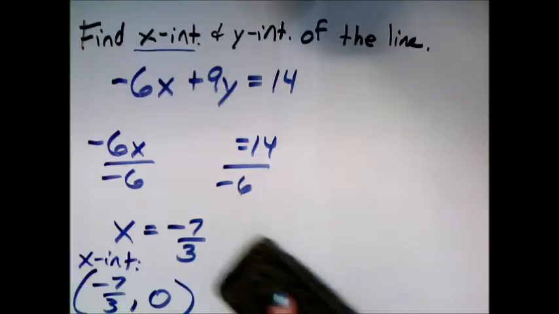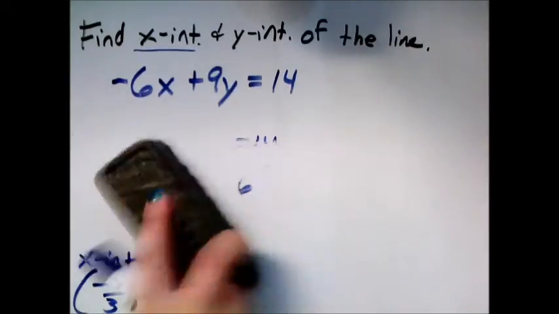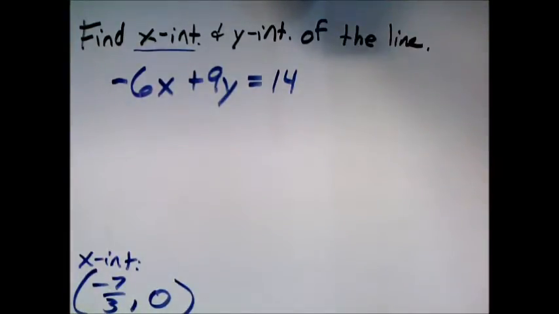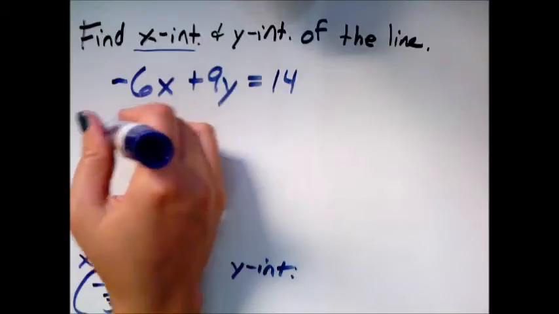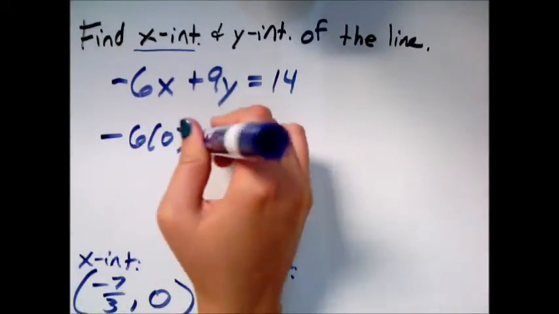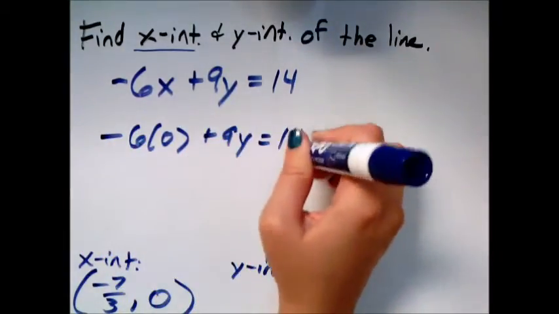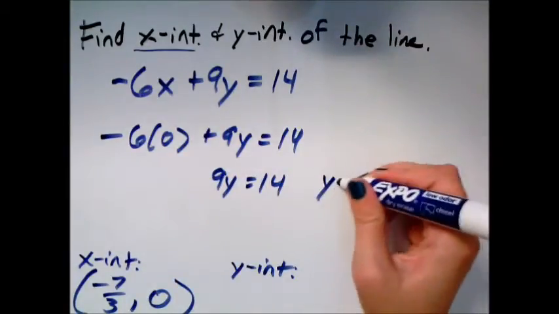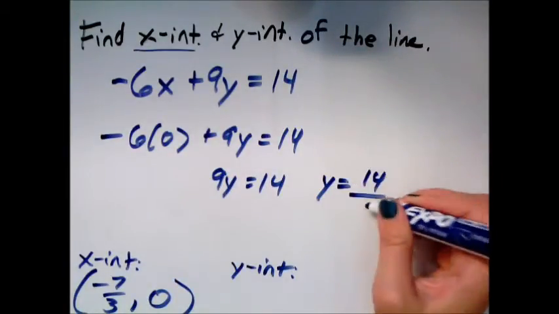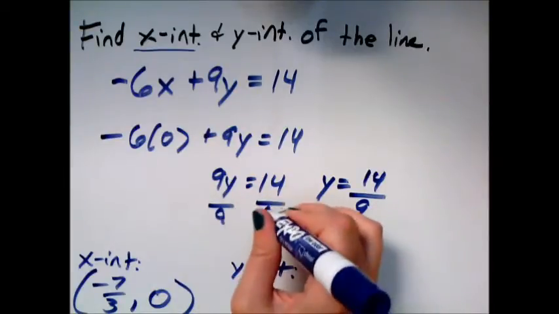So now I can back up and do the y. And since I had my little graph to jog my memory, I see, oh, for a y-intercept, I want to make x 0. So if I plug 0 in for x, I just get 9y equals 14. And so y equals 14 divided by 9. Divide both sides by 9 to get y by itself.